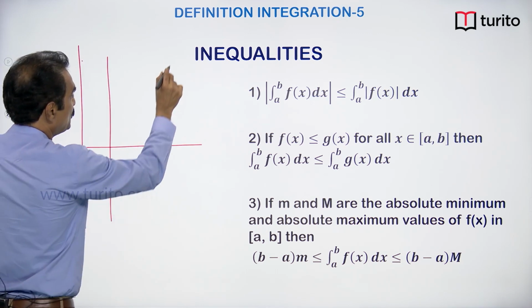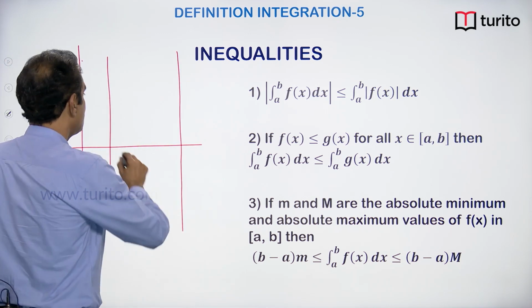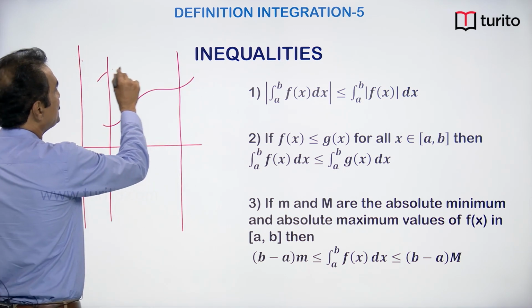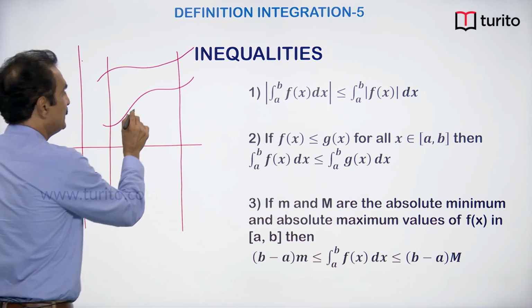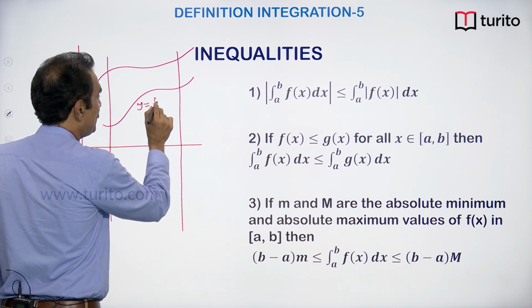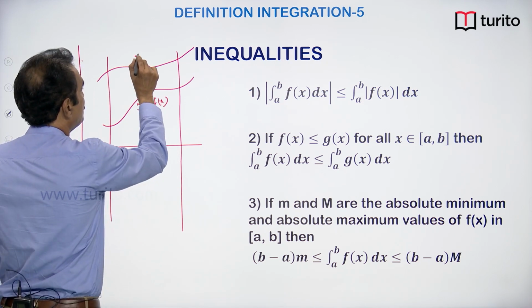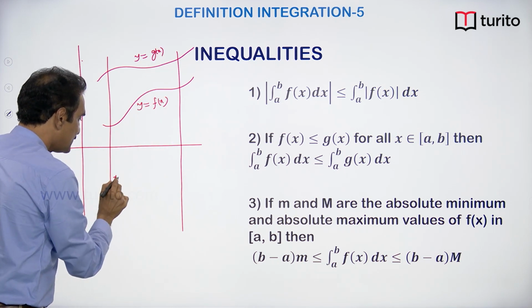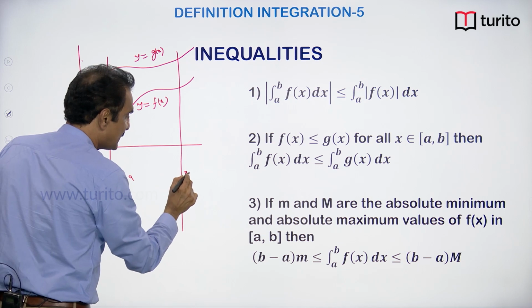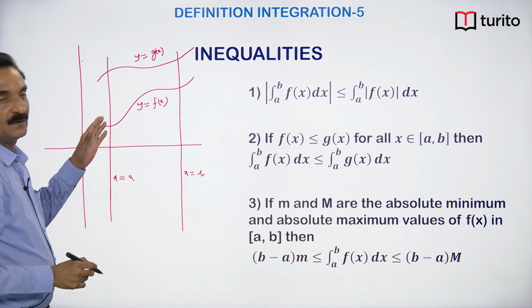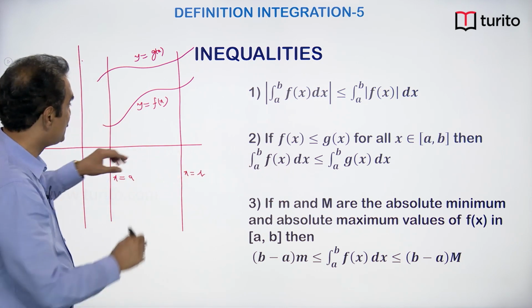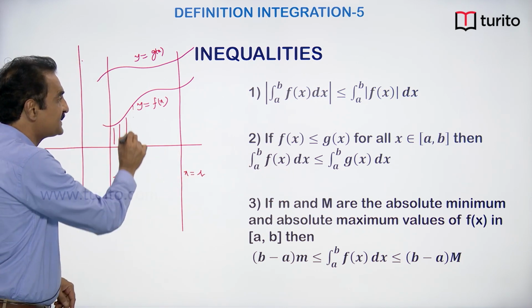In the interval a to b, suppose the graph of f of x is like this, graph of g of x is like this. This is y is equal to f of x, this is y is equal to g of x. This is x is equal to a, this is x is equal to b. If you integrate f of x, what you will get? Sum of the values of f of x in this interval.